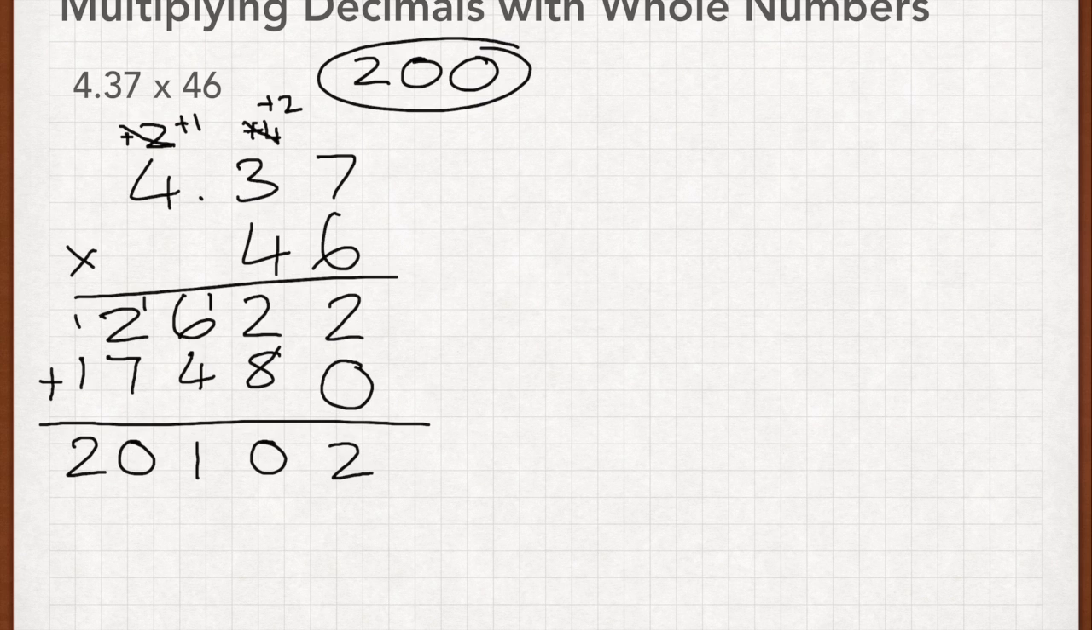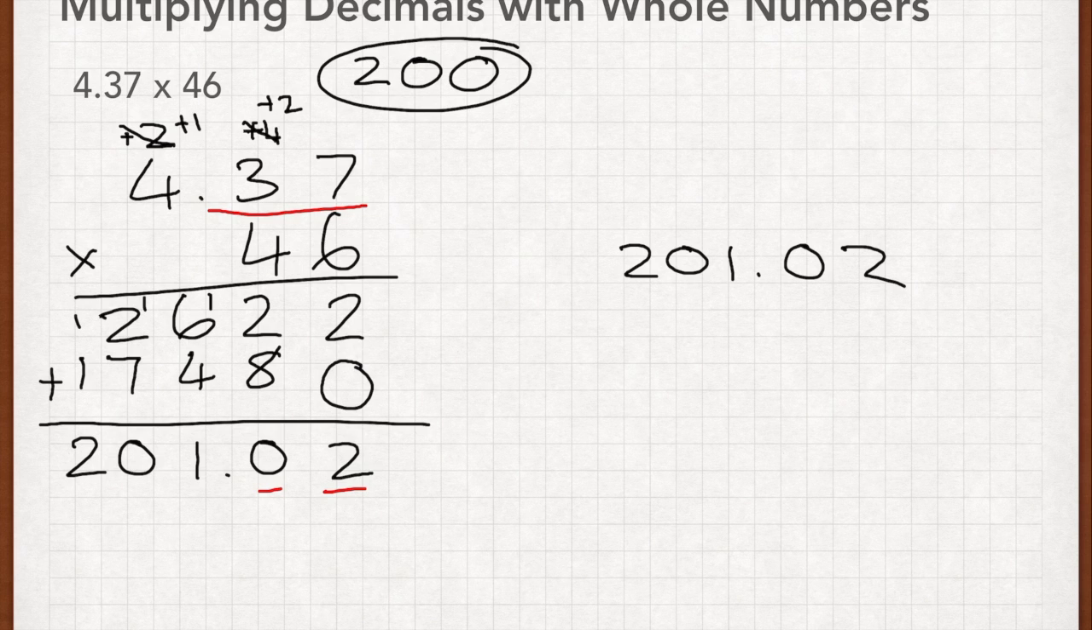Okay, and once again we have 2 decimal places in our question. So the question is everything above the top line. And so we're going to have 2 decimal places in our answer, which means our decimal goes there. So now you can see that our answer is 201.02, which is very close to our estimate of 200. So what I'm going to show you now is the reason why this estimate is a good checking method.